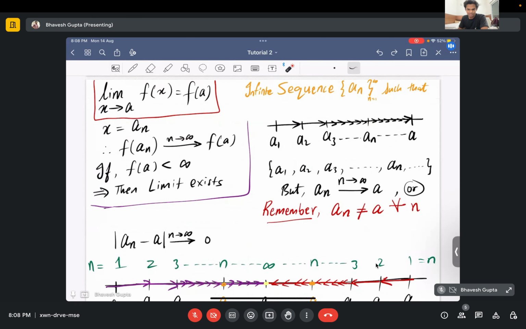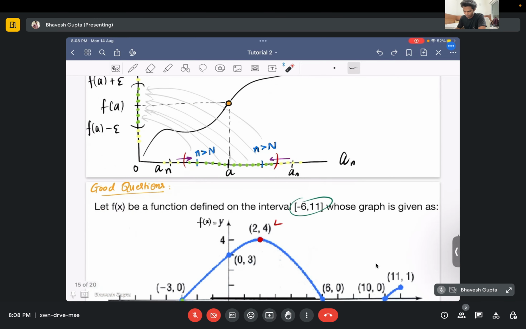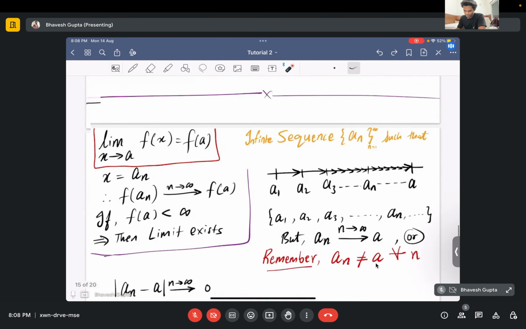I will discuss this in the next session, where I will try to give you the definition of limits from the perspective of a sequence. Now I will not cover them. Hopefully everybody understood so far. Till now, I will cover this one page only.